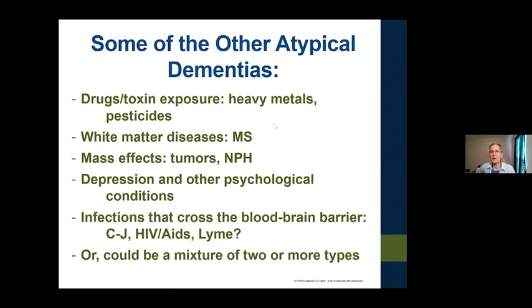So one of the tricky parts of these atypical dementias is we're talking about a wider variety, but we know less about some of the details of some of these because we're just starting to explore them. So for instance, what we know is that people who have been exposed to toxins, either heavy metals or pesticides, have a higher risk of developing dementia. Now, are they all going to develop the same dementia? Well, we've just recently really committed ourselves to studying this phenomenon.